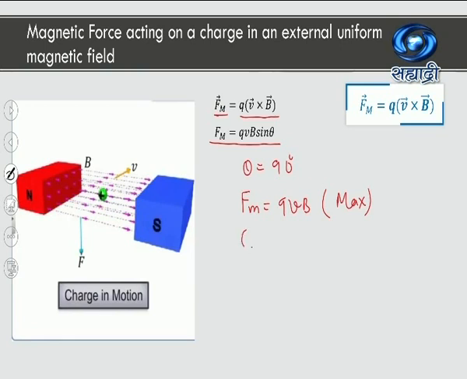Now, suppose the charge travels at an angle of 0 degrees or 180 degrees to the external magnetic field, parallel or anti-parallel to it, then we can say that Fm needs to be 0. There is no force acting on the charge, right? That means the magnetic force depends on the angle as well as on the velocity of the charge. Remember, if the charge has velocity equal to 0, then the magnetic force will also be equal to 0.